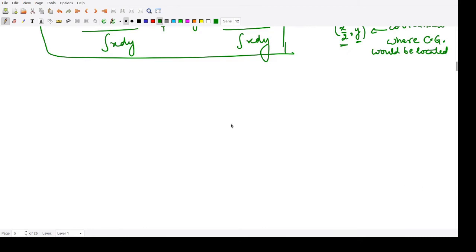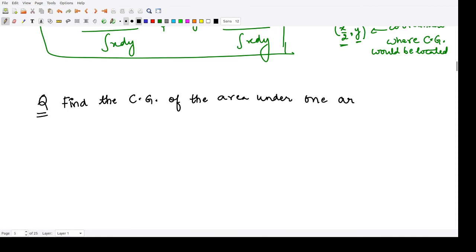So let us discuss one example. The question says, find the center of gravity of the area under one arc of the sine curve, y is equal to sine x.